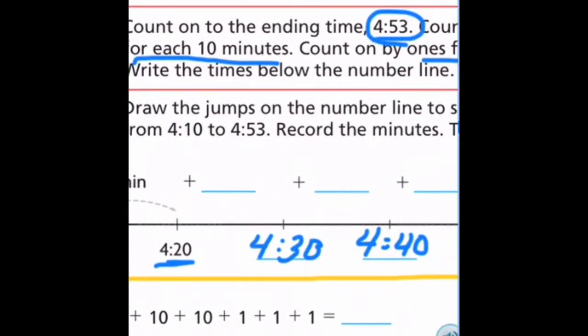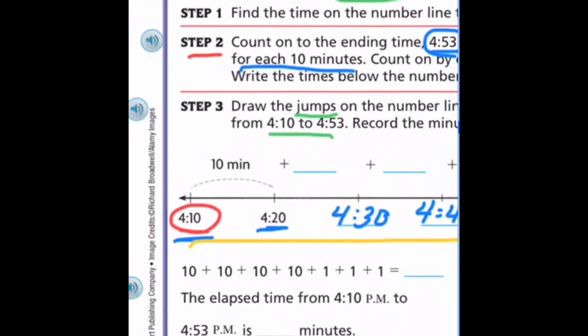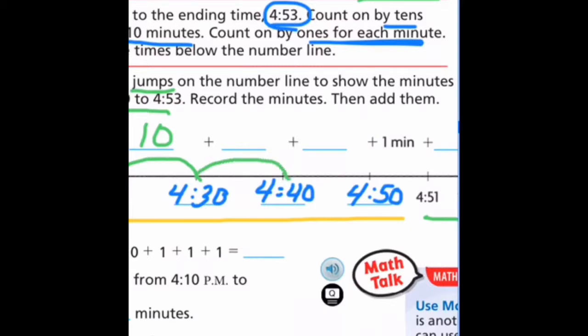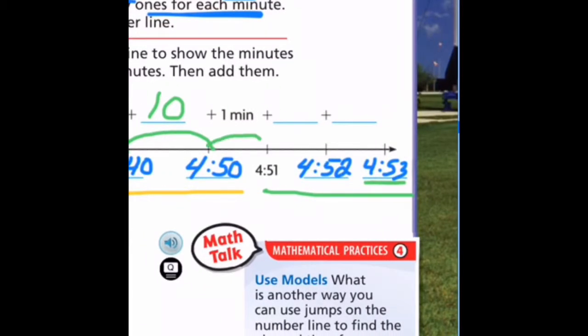Step 3, draw jumps on the number line to show the minutes from 4:10 to 4:53. So here we jumped 10 minutes, and then we're going to jump another 10 minutes, so I'll put that right there. And then we're going to jump from 4:30 to 4:40, which is another 10 minutes. And we jump from 4:40 to 4:50, which is another 10 minutes. Now we'd go from 4:50 to 4:51, which is just 1 minute. 4:51 to 4:52, that's a minute, and 4:52 to 4:53 is a minute.